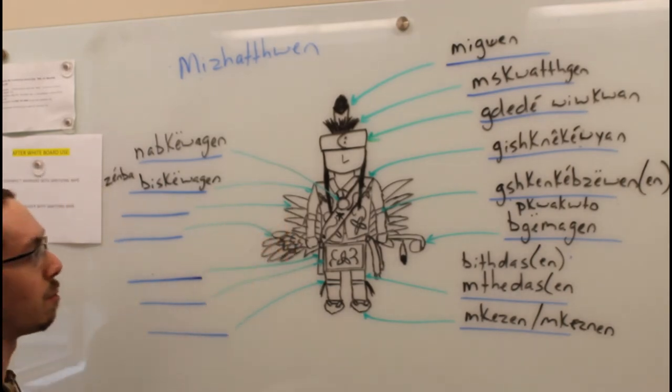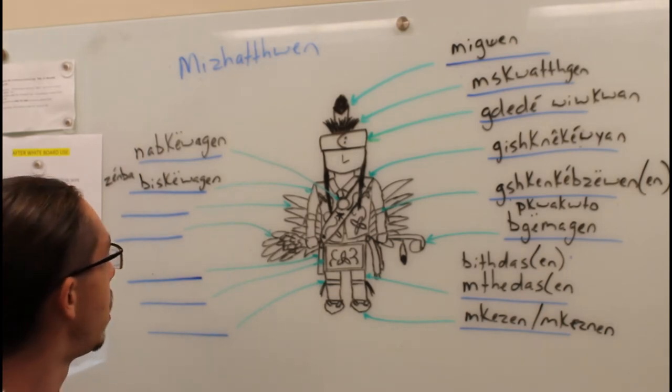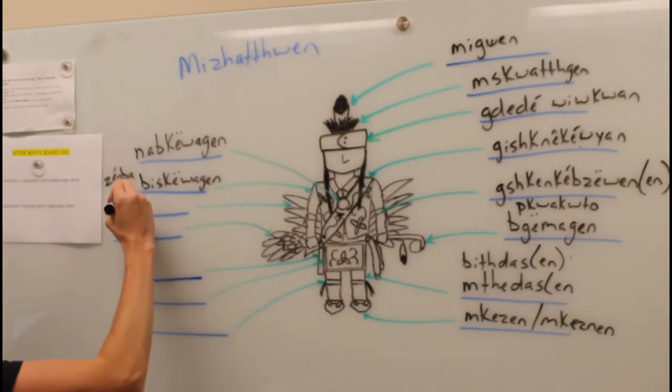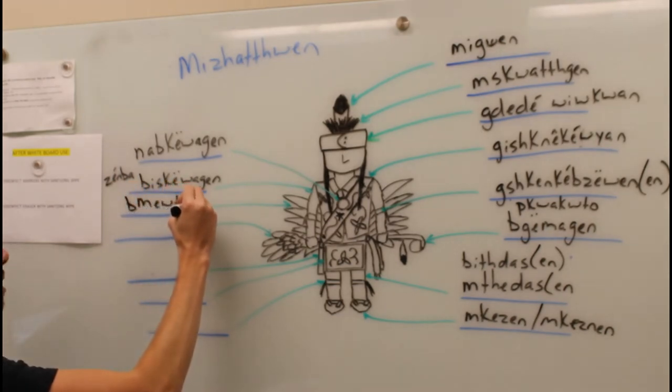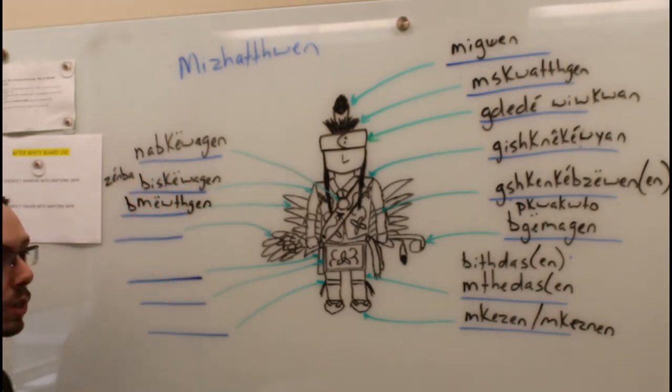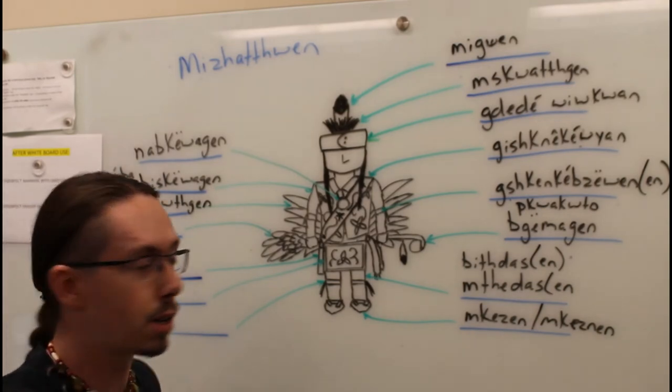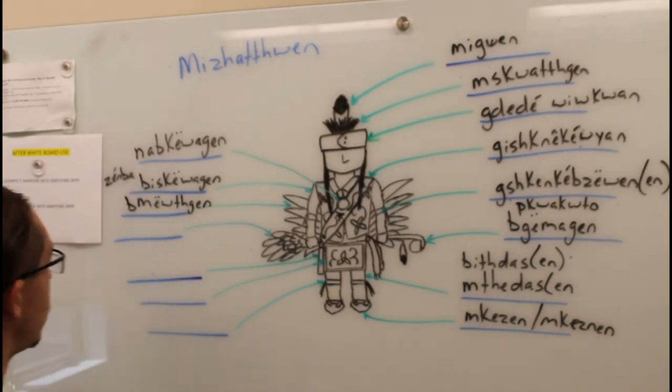Our next arrow we have pointed at the bustle. A bustle we call bomojigan, the thing that is carried on your back. Bomojigan.